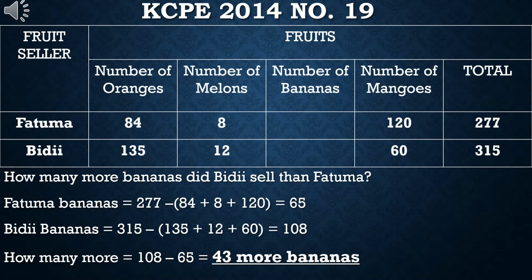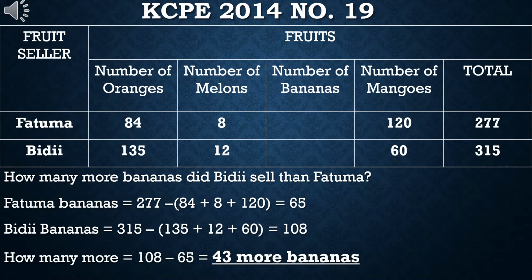So we are not given the bananas for Fatuma and Bidi. And the number of mangoes for Fatuma is 120 and Bidi 60. The total for Fatuma was 277 and Bidi 315. How many more bananas did Bidi sell than Fatuma?